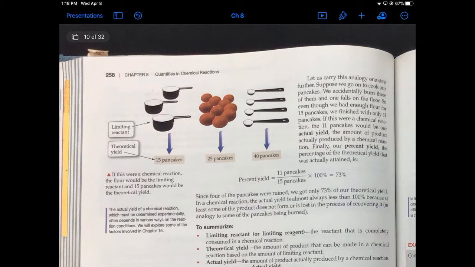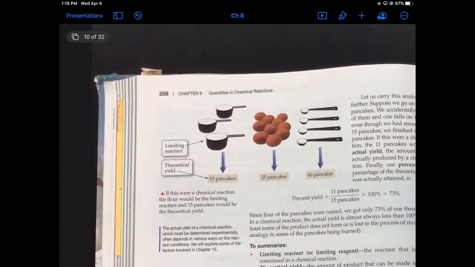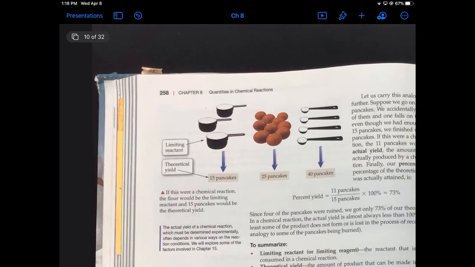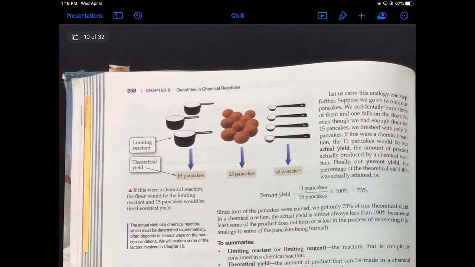The eggs will make 25 pancakes, and the 4 teaspoons of baking powder will make 40 pancakes. So there's a nice little picture just kind of showing you, hey, each ingredient will make the following amount of product, assuming again that there's plenty enough of the other stuff to go around. And so look all the way over there to the left, the 3 cups of flour, those are the limiting reactant. The flour is the limiting reactant, and the amount of pancakes, the product, is the theoretical yield.